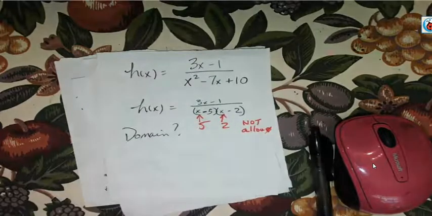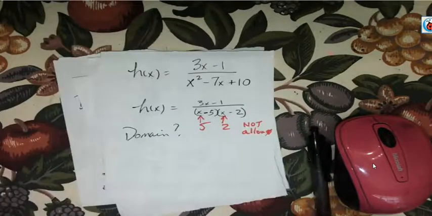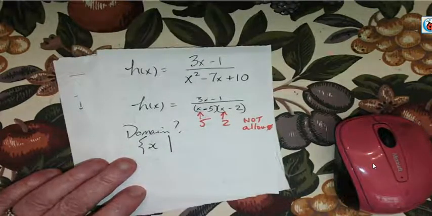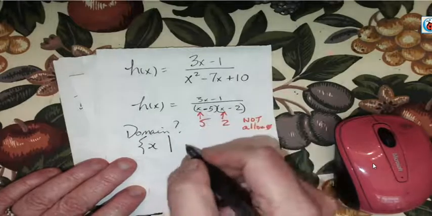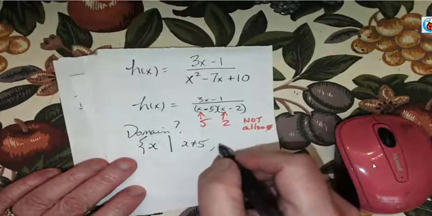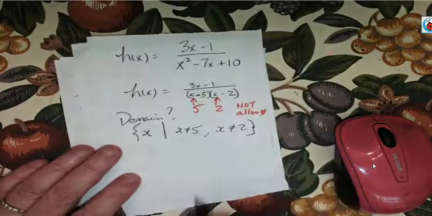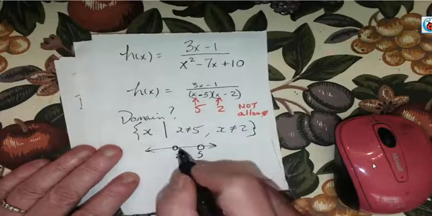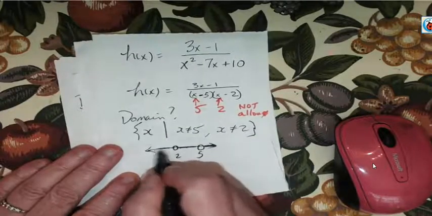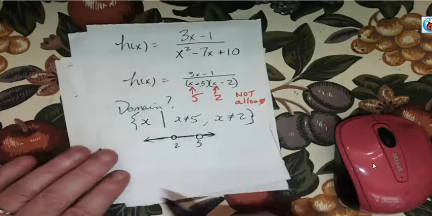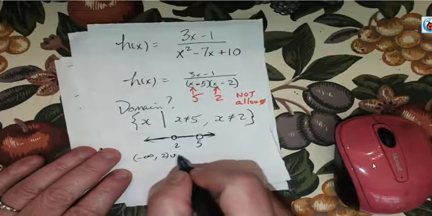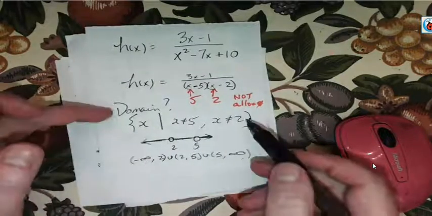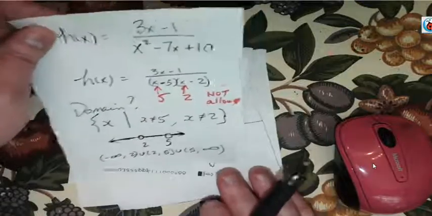What is the domain? The domain is everything that is allowed. So the domain is going to be any real number. X is any real number as long as, so that straight line is shorthand for as long as, it's not 5 and it's not 2. Okay, so again, if this was on a number line, we would have everything except 2 and 5. And if the answer was given in interval form, everything except 2 and 5 would be expressed like that. So these are three different answers, correct, in different form for the domain.